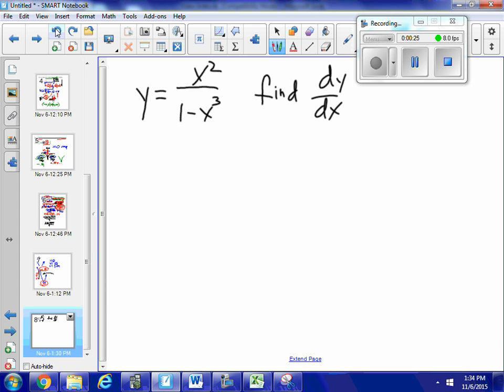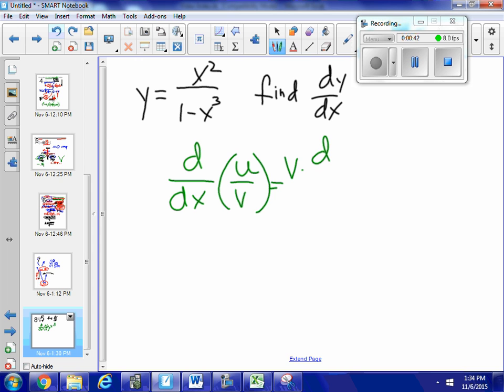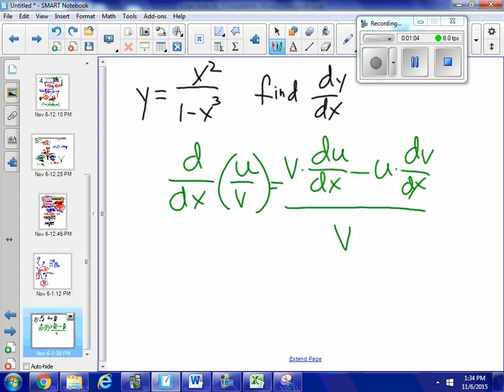From the book, it says the derivative with respect to x of the quotient u divided by v is equal to v, that is the denominator, times the derivative of u, the numerator, minus u times the derivative of v with respect to x, all over the denominator squared.